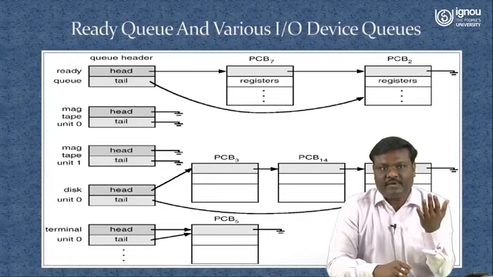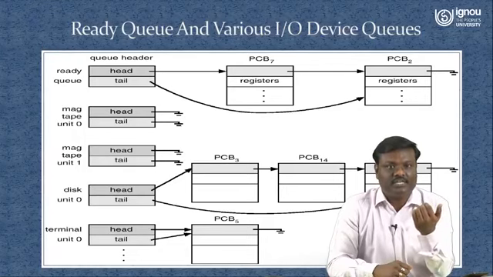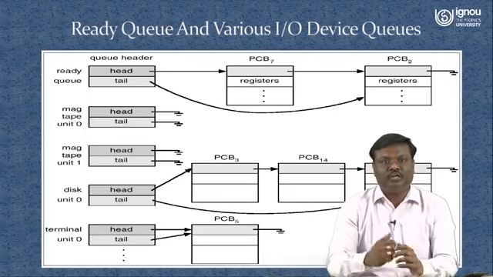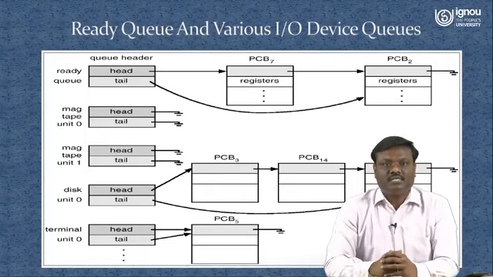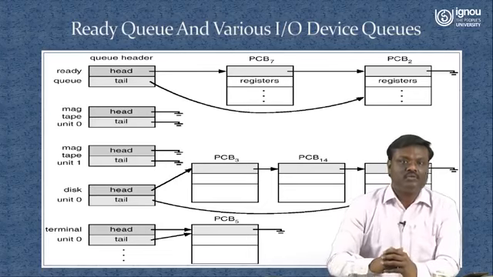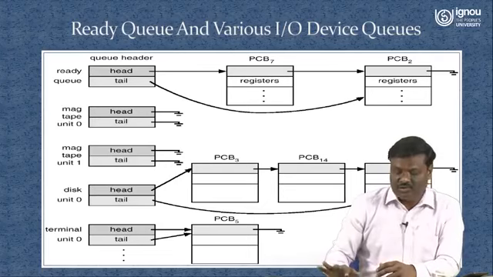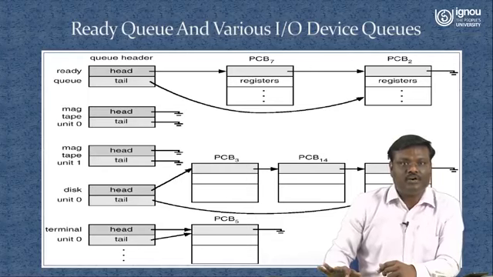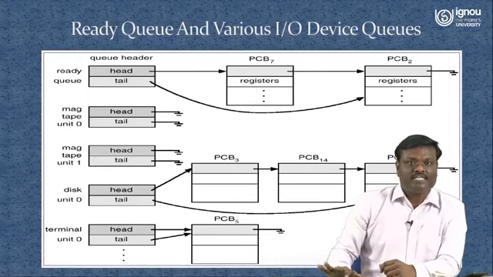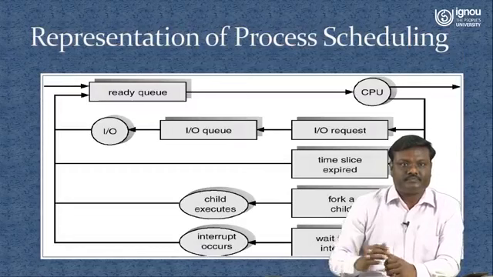Likewise you can see magnetic tape unit 1 and then disk. There are 3 processes waiting for the disk and their locations are stored, and then for the terminal unit only one process is waiting in the queue. So this is how the queues are maintained with the help of the operating system for various IO devices.